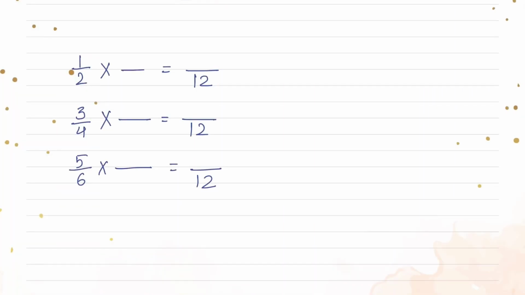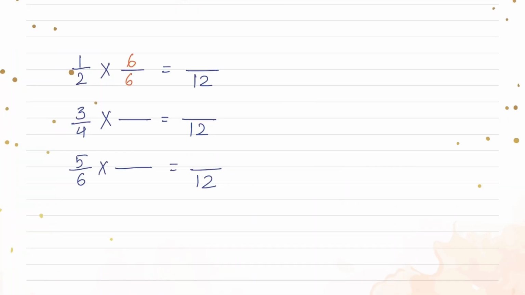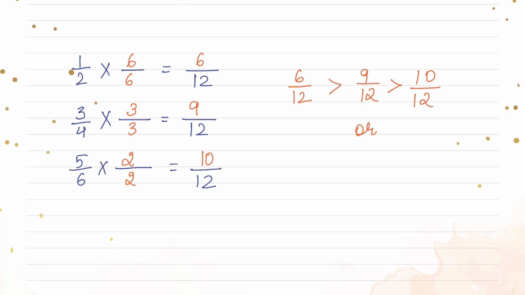Now let's convert. We need to multiply our fractions with such a number so that it gives us 12 as a denominator. So 1 by 2 times 6 by 6 is 6 by 12. 3 by 4 times 3 by 3 is 9 by 12. And 5 by 6 times 2 by 2 is 10 by 12. Let's compare our new fractions now. So we can see clearly that 6 by 12 is smaller than 9 by 12 and 9 by 12 is smaller than 10 by 12. Or we can even say that 1 by 2 is smaller than 3 by 4, which is smaller than 5 by 6.